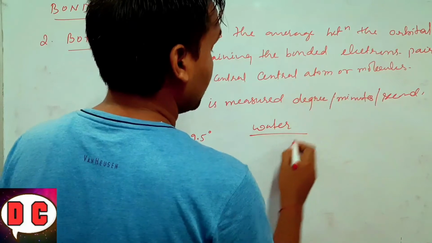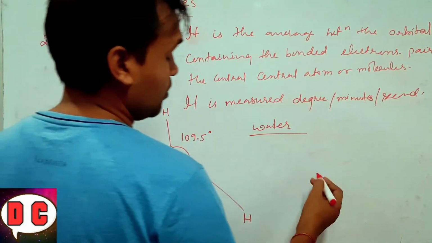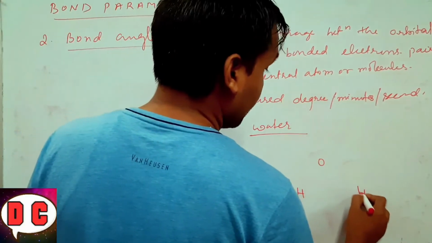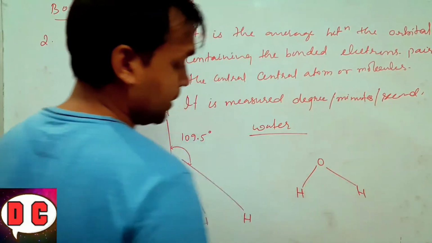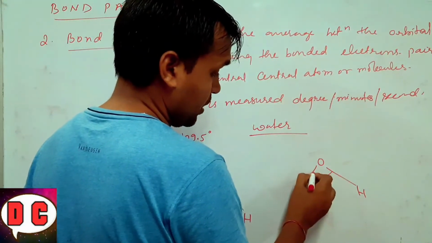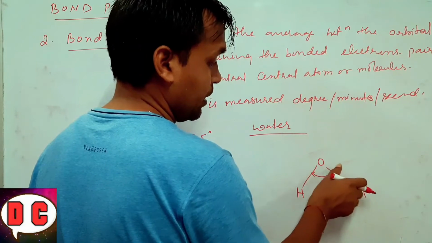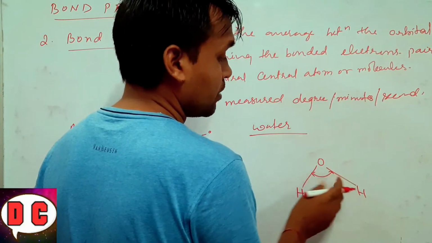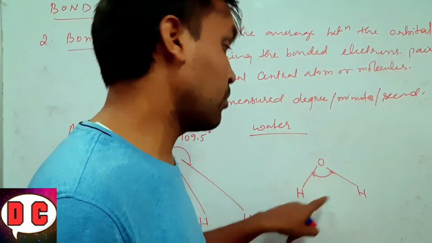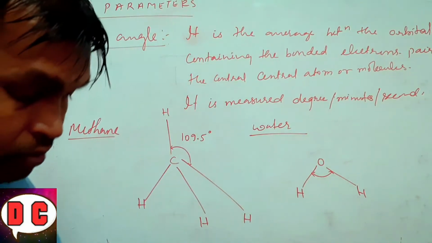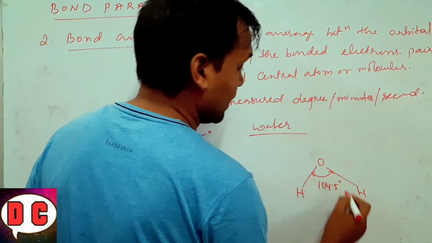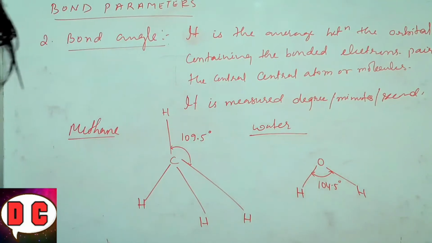Next, H2O, water. Let us see what the bond angle is here. This is the central atom, O, and the hydrogens are attached like this. This is the bond angle of water, the distance between the two bonded electron pairs around the central atom. So what is the bond angle here? 104.5 degrees. Got it?